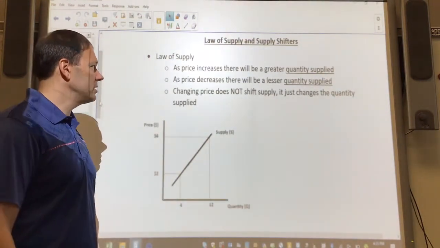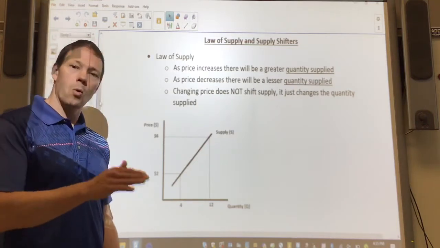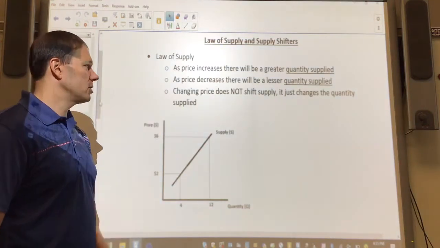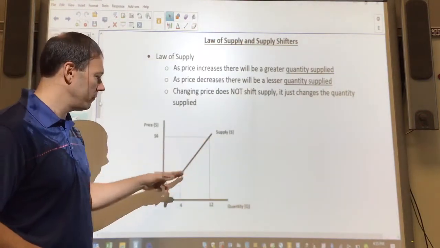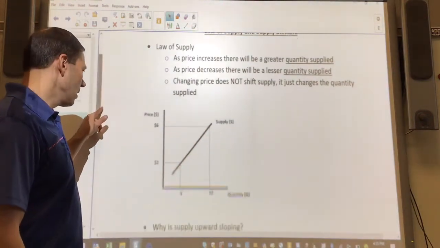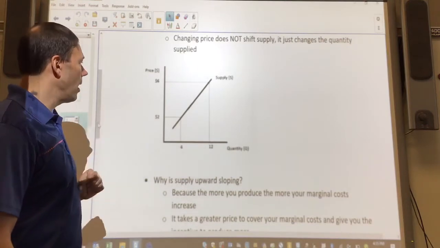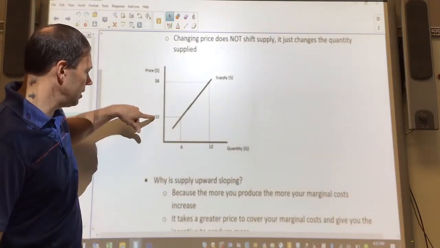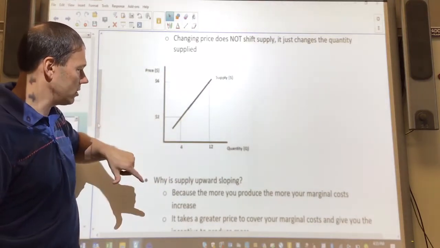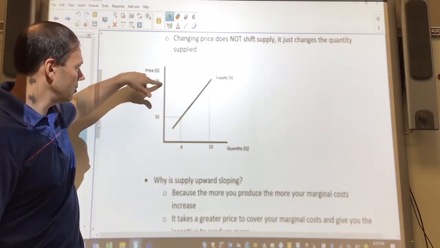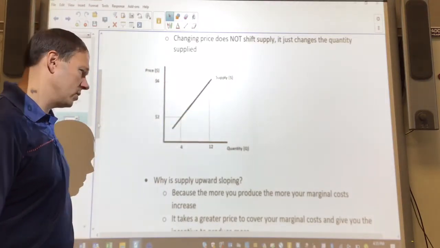And of course, as price decreases, there will be a lesser quantity supplied. And just a reminder, changing price does not shift the supply, it just moves along the curve. Now, why is supply upward sloping? So again, as you can see, if the price based on this graph is $2, 4 units are supplied. If the price goes up to $6, then 12 units are supplied.